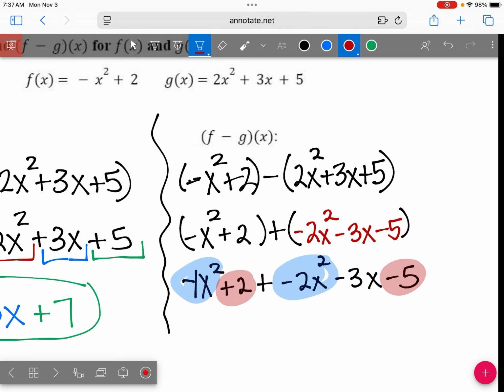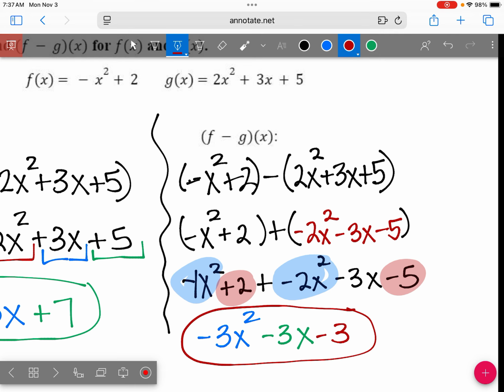that. So I'm going to go ahead and add my x squared terms together. So that would be negative 3x squared. And then that minus 3x does not have a like term, so I'm going to bring it down. And then I have positive 2 and negative 5, which is going to give you a negative 3. And that would be your final answer.